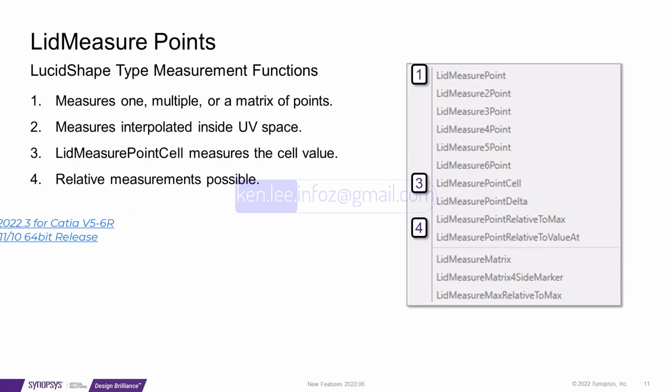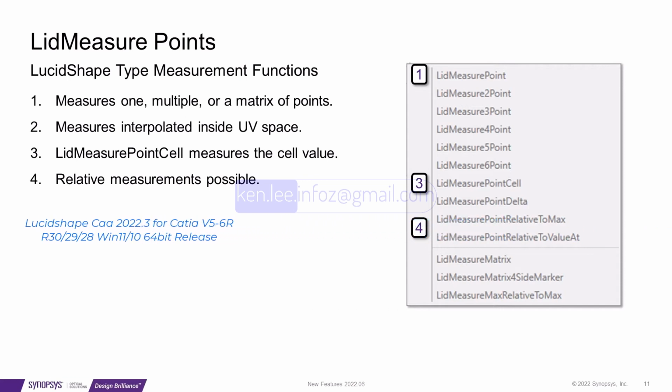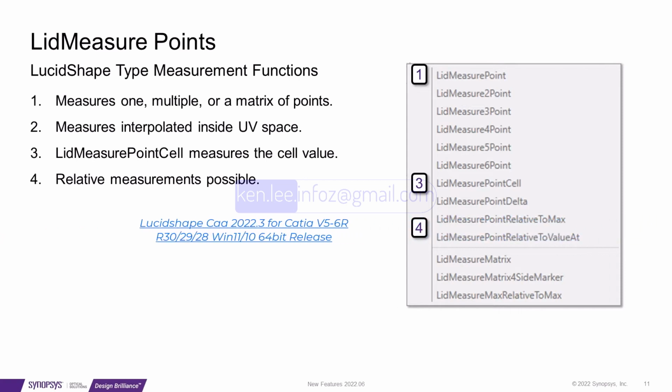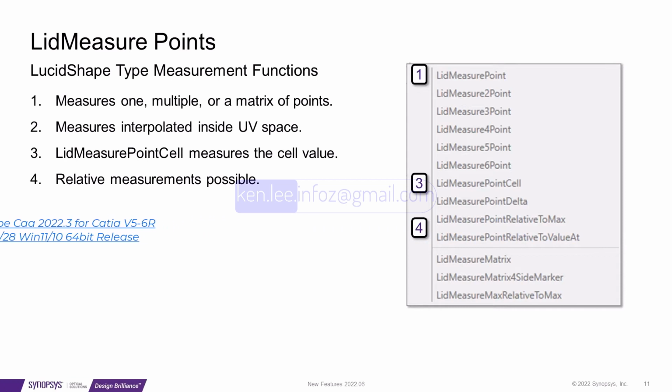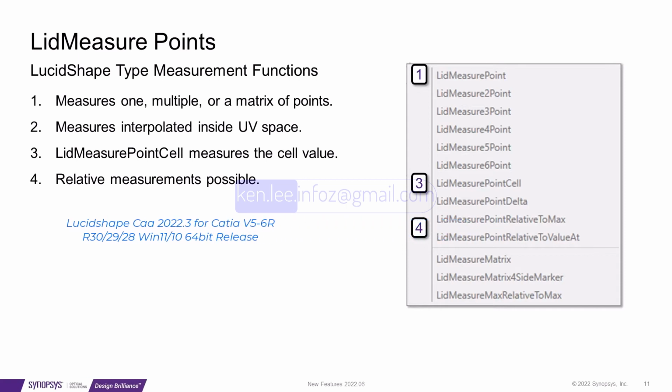In the lit measure points section, you can measure one, multiple, or a matrix of points. Generally, the values are measured at the exact UV location by interpolating between neighboring cells. However, with lit measure point cell, the measurement of a cell value is also possible. Relative measurements are also possible. For example, measuring relative to a value at a certain position or measuring relative to a lid's maximum.